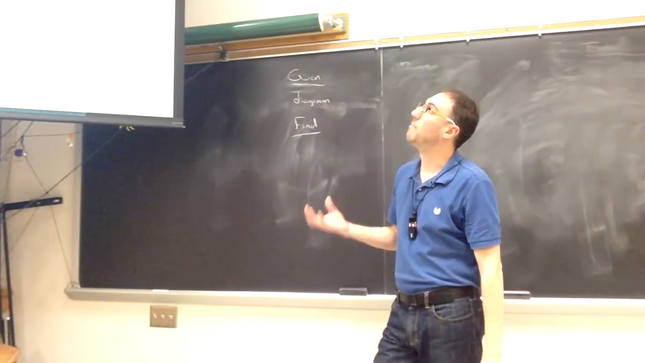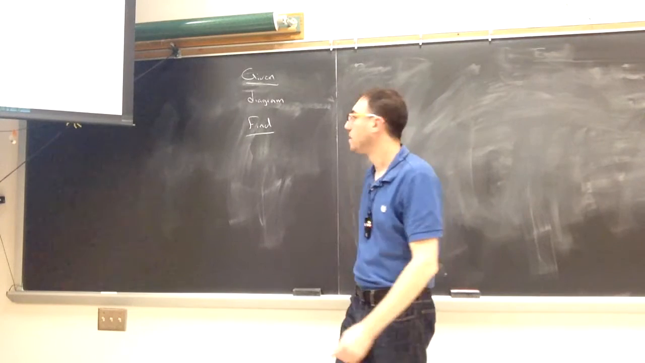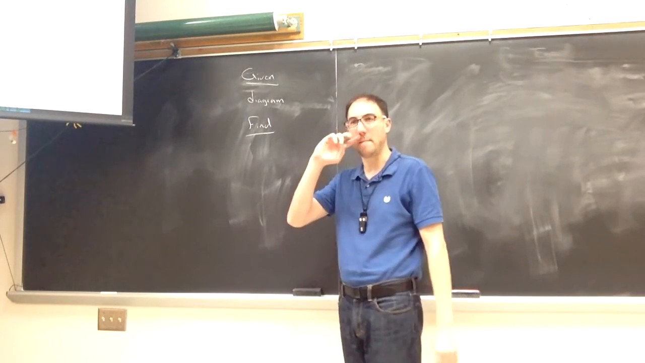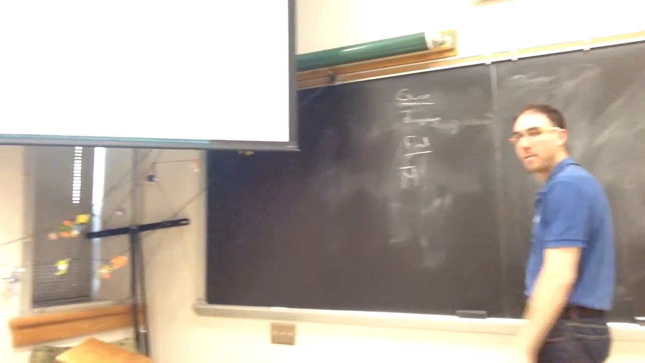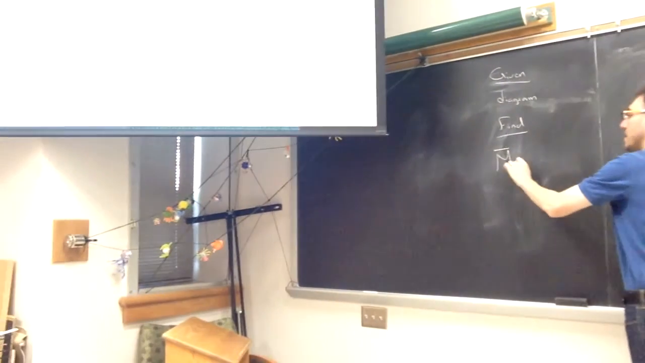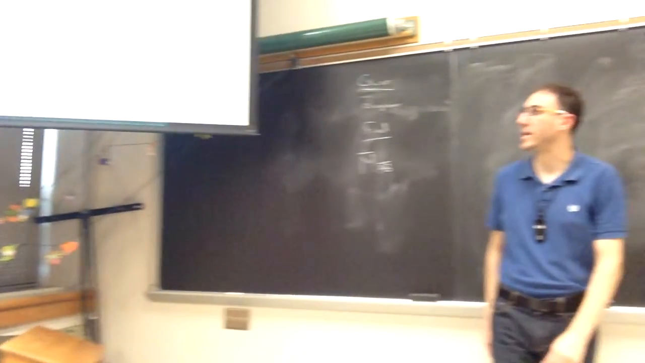In this case, we want the moment around axis AB as a Cartesian vector. So we want the vector form of the moment about an axis. So we want moment in component form about the AB axis. This is how we can notate it.